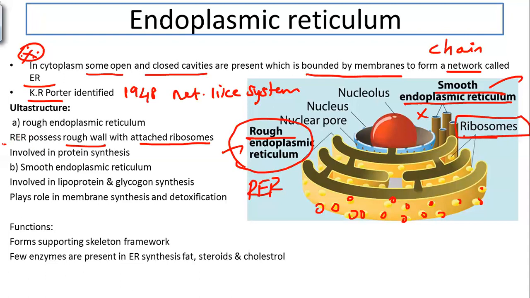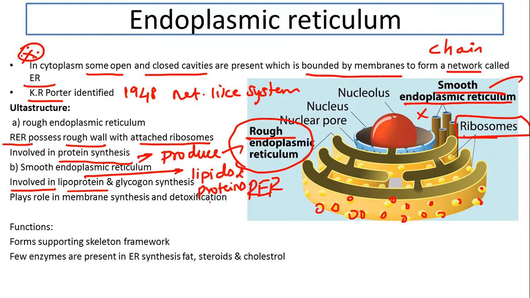So what is the main role of the RER? What is the main role of rough endoplasmic reticulum? It is involved in protein synthesis. What is the meaning of protein synthesis? To produce protein. Synthesis means produce. So it helps in synthesizing proteins. And the next one, smooth endoplasmic reticulum, is involved in lipoprotein. It helps in producing lipids and proteins. Lipid and protein together are called lipoprotein. It also helps in synthesizing glycogen.